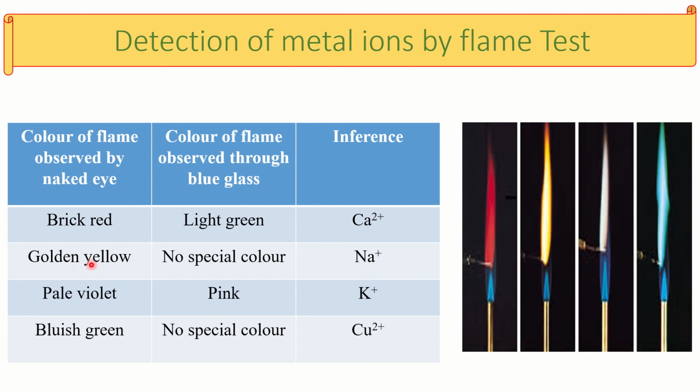By naked eye the flame color is golden yellow, and through blue glass no special color changes occurred. So the cation is sodium ion. By naked eye the color is pale violet, and through blue glass the color becomes pink. So the ion is potassium ion. By naked eye the color is bluish green, and through blue glass there is no special color. So the cation is copper ion.